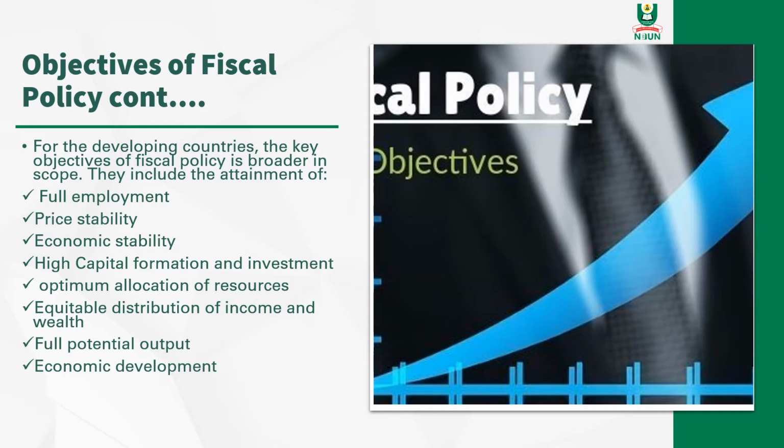Then number 6, attainment of equitable distribution of income and wealth. Here we're talking about reducing income inequality. A wide income gap actually breeds resentment, it breeds insecurity. So in a society where there is a wide income gap, the rich are afraid to sleep, the poor are afraid to sleep. The poor will not sleep because they are hungry, while the rich will not sleep because the poor are awake. So everybody is awake.